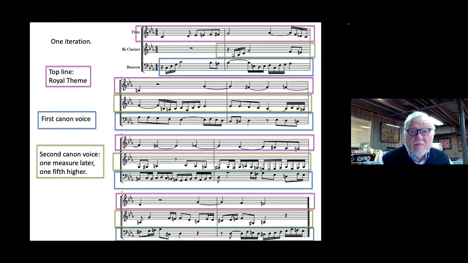But the particular wrinkle here is that on each repetition, the bass line has modulated up one whole tone, and the two canonical voices also modulate up one whole tone. So the whole thing modulates up one whole tone.